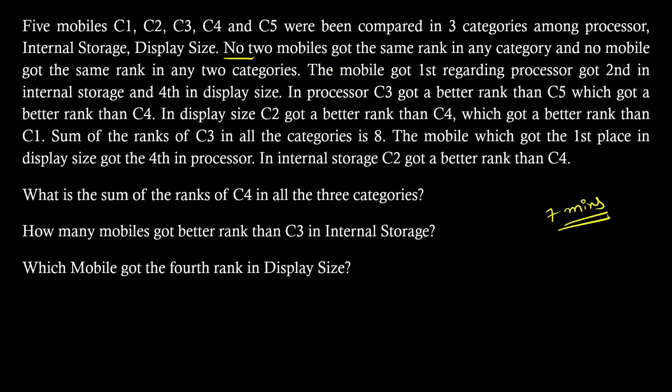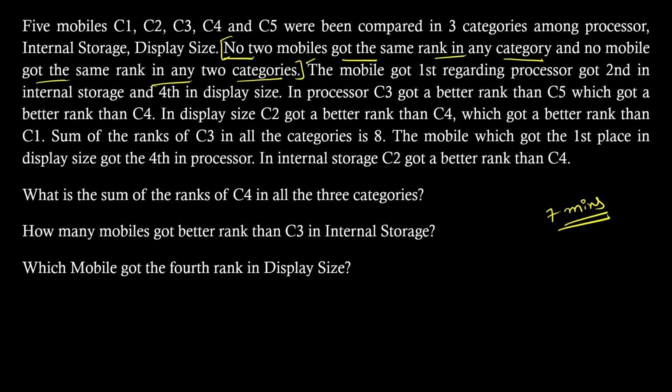In addition to this, we need to understand this point now. No 2 mobiles got the same rank in any category, which means that if a mobile gets first rank in one of the categories, no other mobile gets first rank in the same category. And no mobile got the same rank in any 2 categories, which means that if a mobile gets first rank in one of the categories, the same mobile is not expected to get first rank in any of the remaining 2 categories. You need to understand this statement first. Once this statement is understood, we can get into this puzzle now.